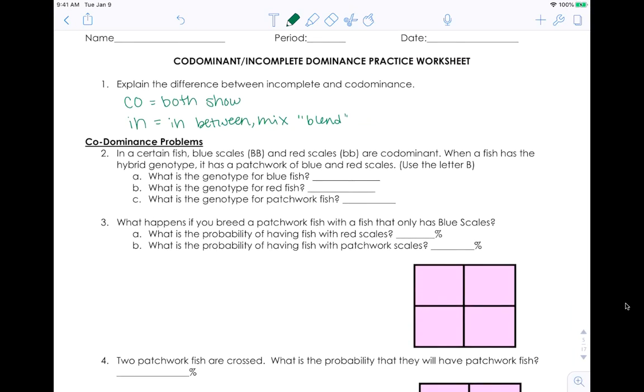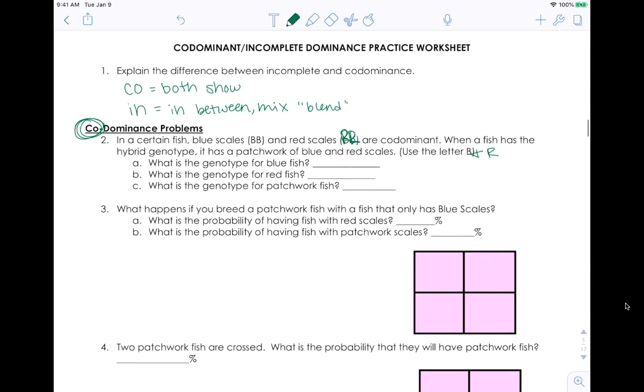So this tells you that in a certain fish, blue scales, this genotype, and red scales, that genotype, are codominant. Actually, you would have 2 different letters. So that's actually the wrong convention. So let's just fix that for them. You'd have capital R's because they're both dominant. So when a fish has the hybrid genotype, it has a patchwork of both blue and red scales because it's codominant, so both show. So we're going to use the letter B and the letter R. So this is, like I said, actually incorrect. So we're going to go through and solve that.